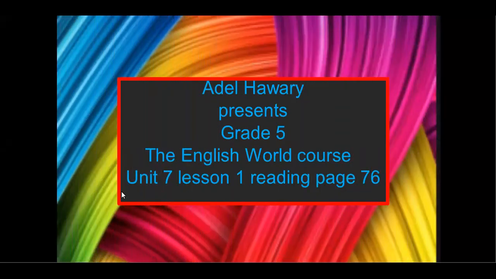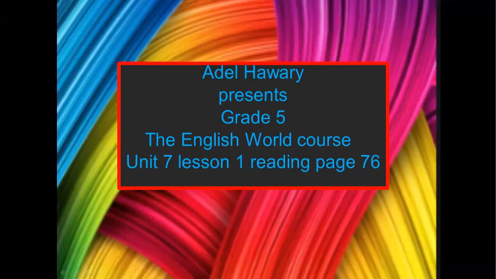Teacher Adil Ahmed presents Grade 5, the English Word Course, Unit 7, Lesson 1, Reading page 76. Of course, with our students of Grade 5, we are going to discuss Unit 7, which is tackling the history of newspapers and the appearance of the newspapers and the stages or the steps the newspaper passed by.